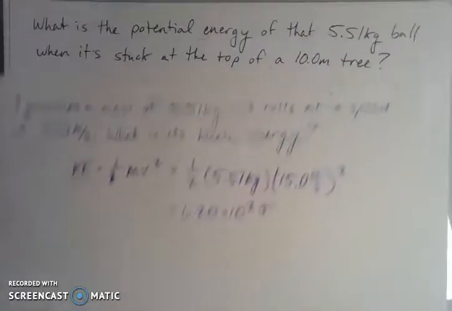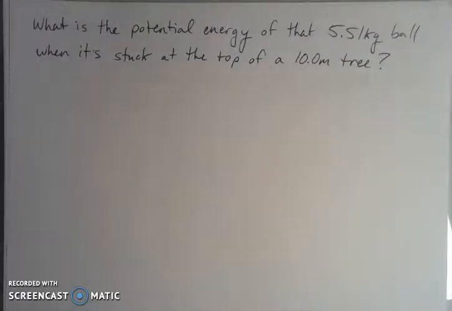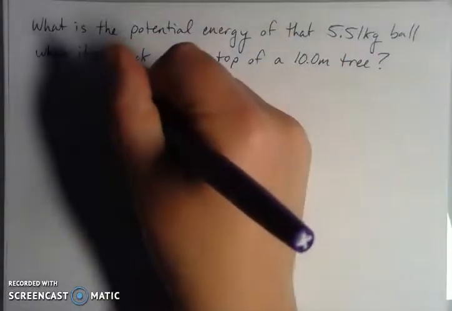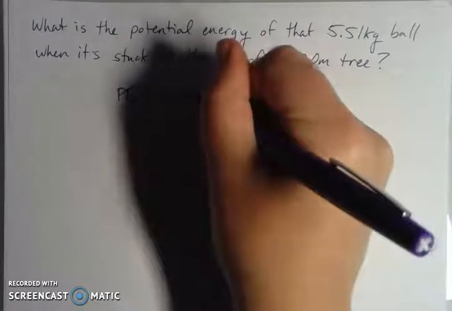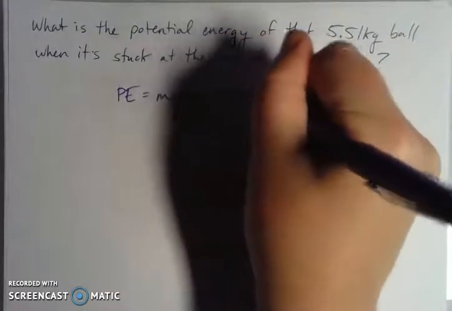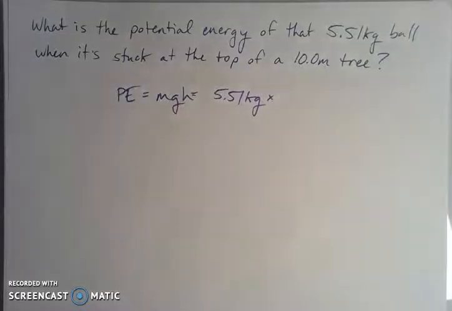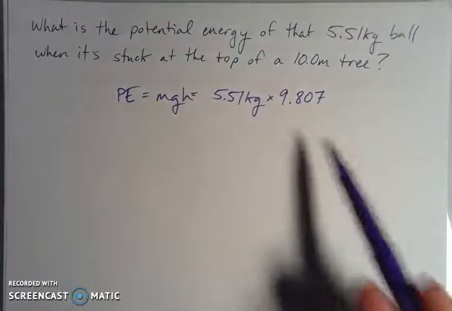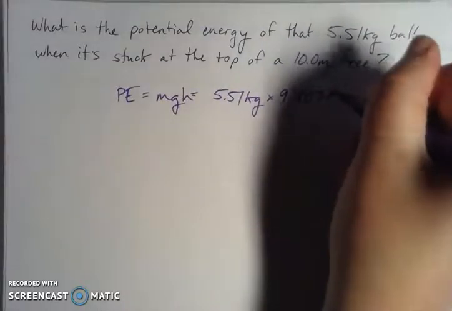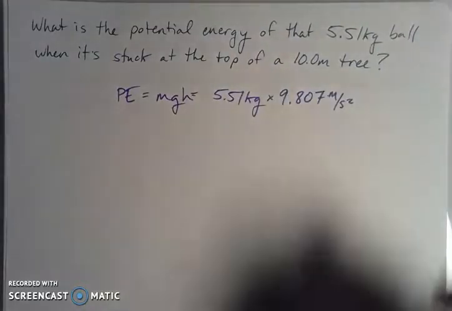Now let's think about this ball in terms of position. If we huck that ball up to the top of a tree, so now it's at the top of a 10-meter tree, then our potential energy is equal to our mass times gravity times the height. The mass of the ball is the same, 5.51 kilograms. Gravity, depending on how you're given it, is going to be a constant. So your gravity here, let's use 9.807. It's often given as 9.81, and this would be meters per second squared because it's an acceleration.